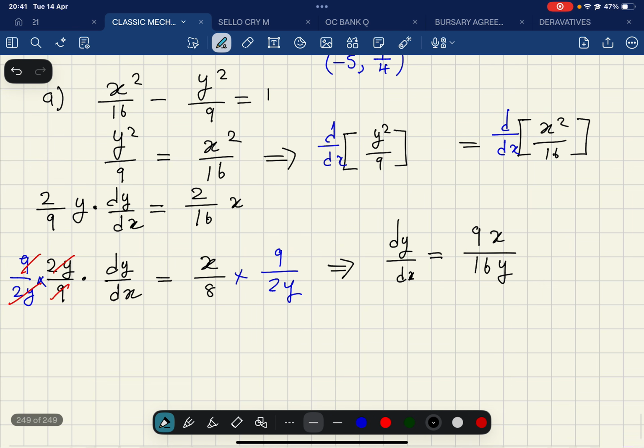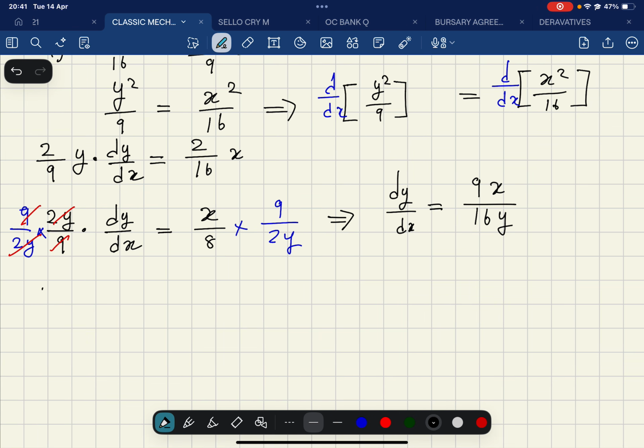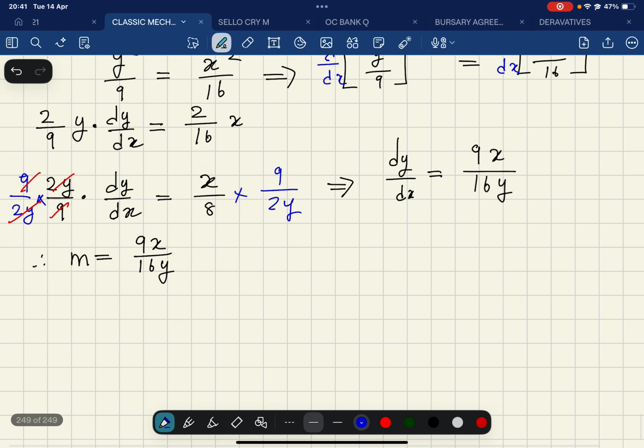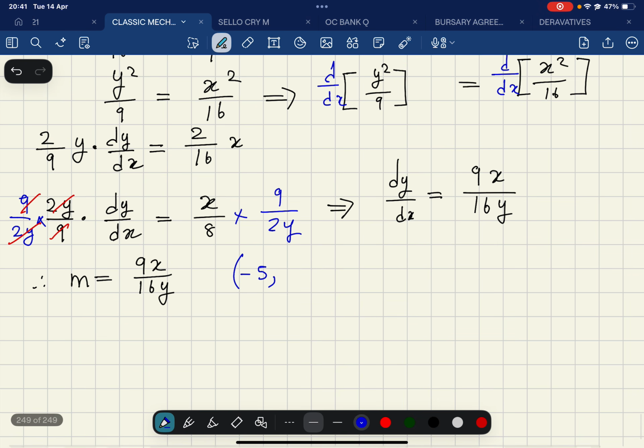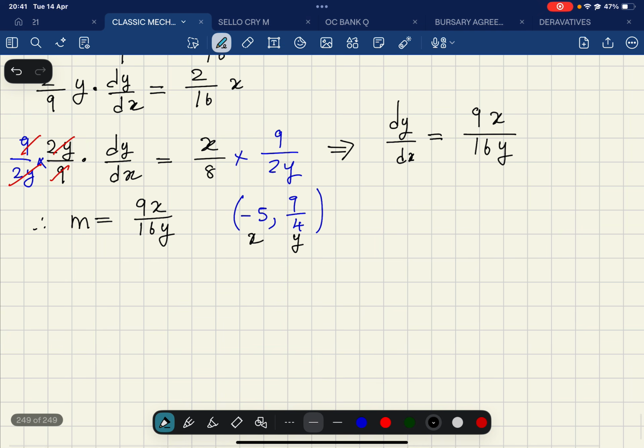We found our gradient, which is m, which means therefore our value of m is 9x all divided by 16y. And then we're given a point up there, which is -5 and 9 over 4. So what is this? This is the value of x, this is the value of y. So I'm going to substitute them on that equation. So I'm going to have what?